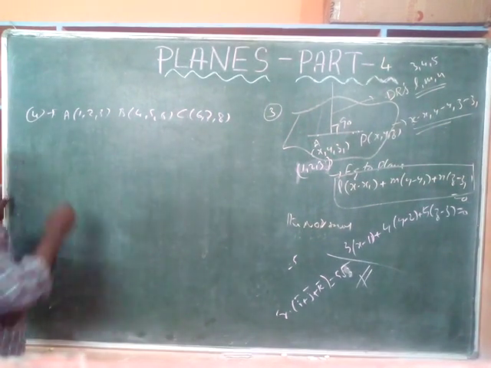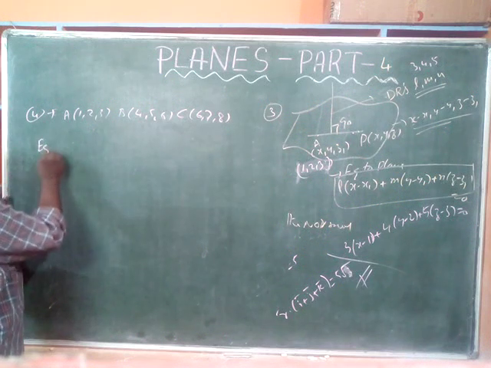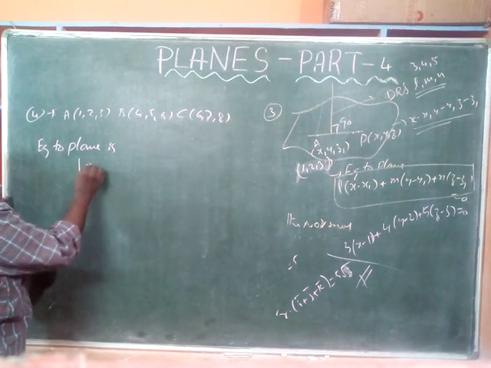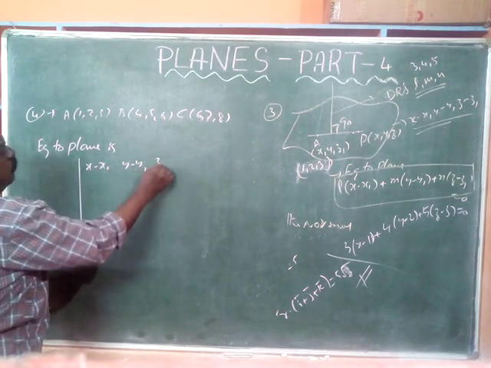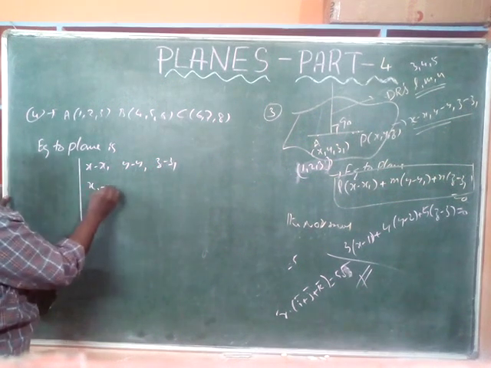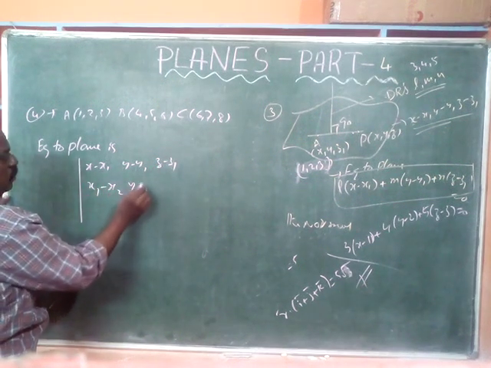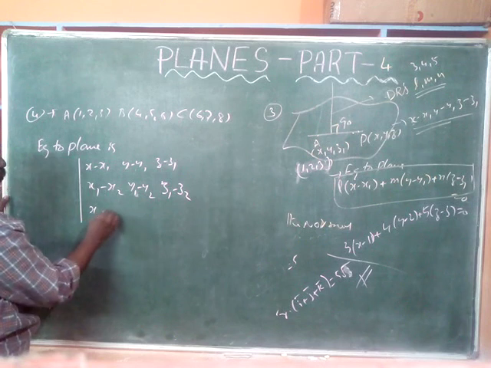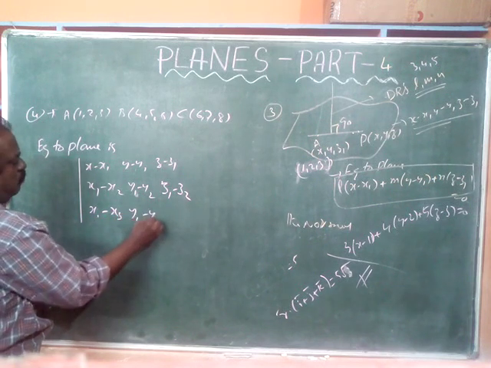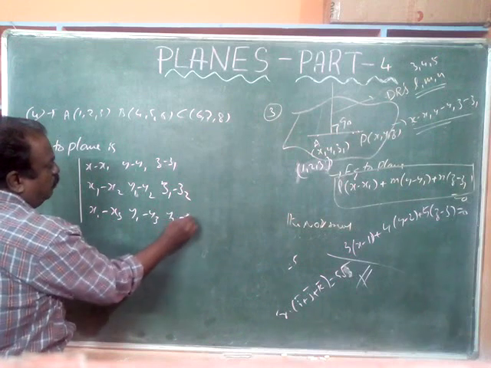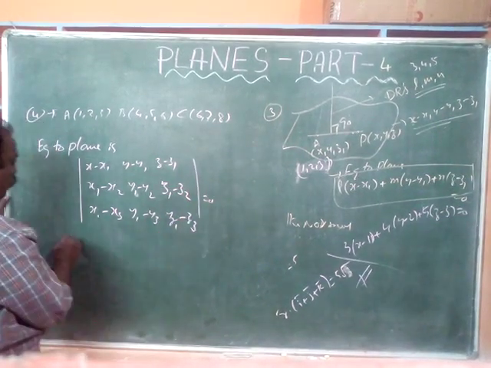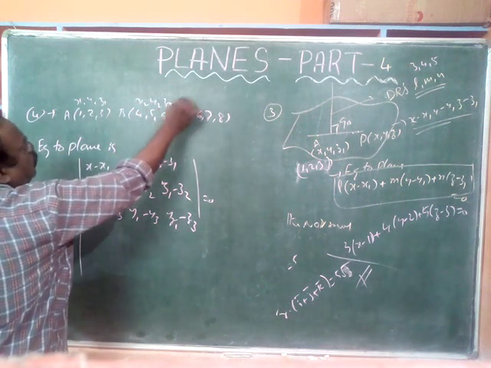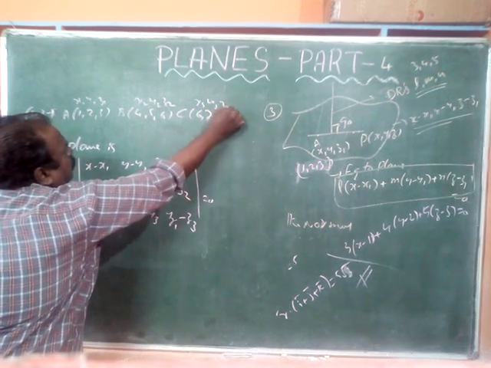A plane is passing through these 3 points. Then the equation of the plane is the determinant of x minus x1, y minus y1, z minus z1; x1 minus x2, y1 minus y2, z1 minus z2; x1 minus x3, y1 minus y3, z1 minus z3, equal to 0. So here it is x1 y1 z1, x2 y2 z2, x3 y3 z3.